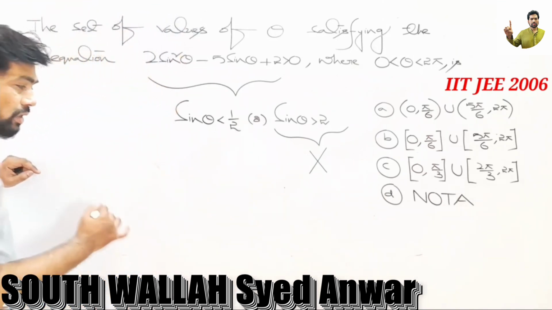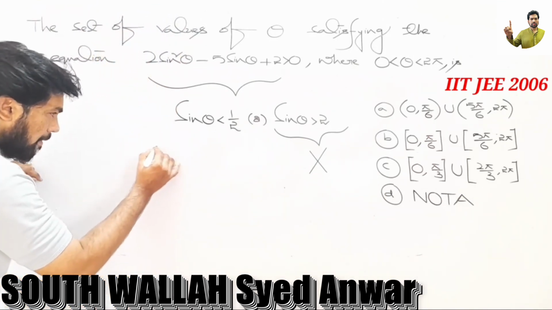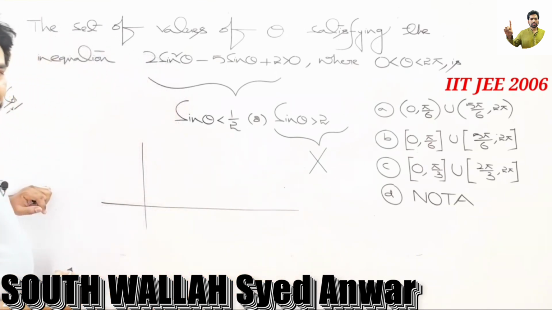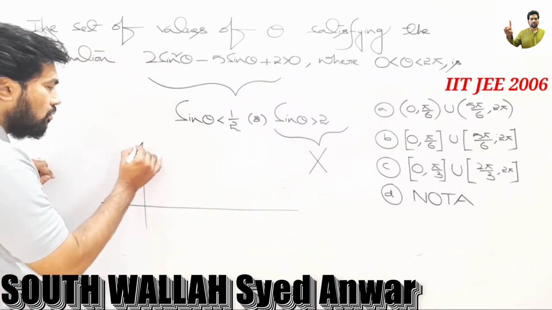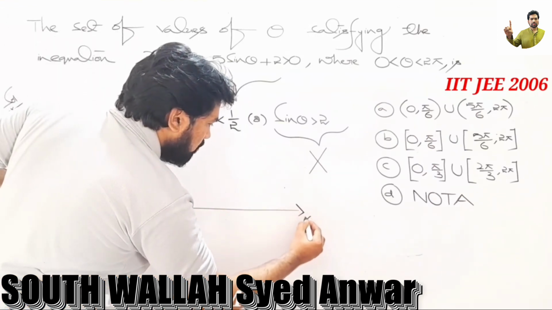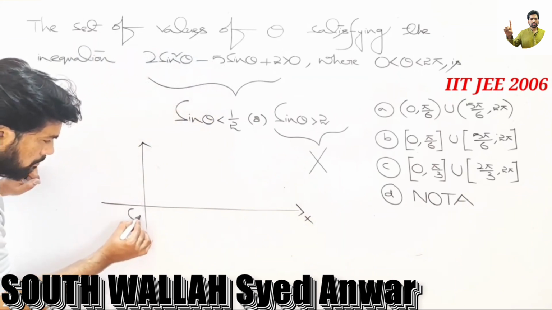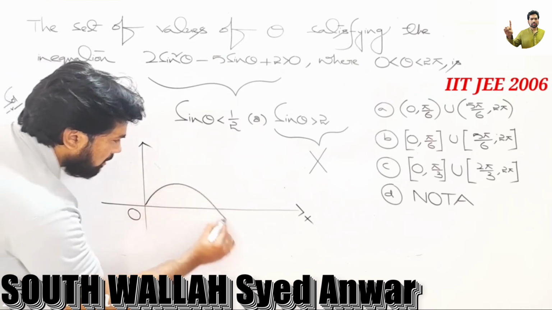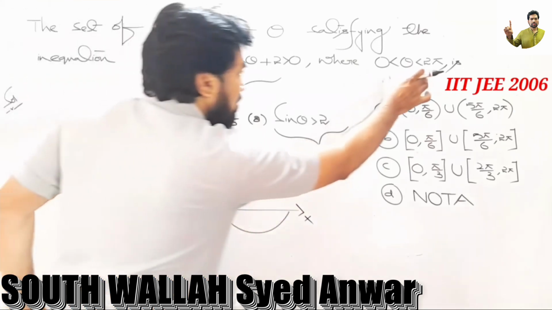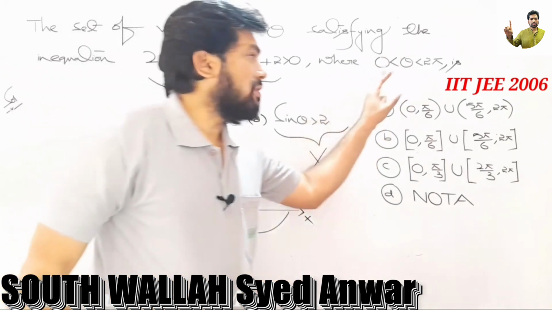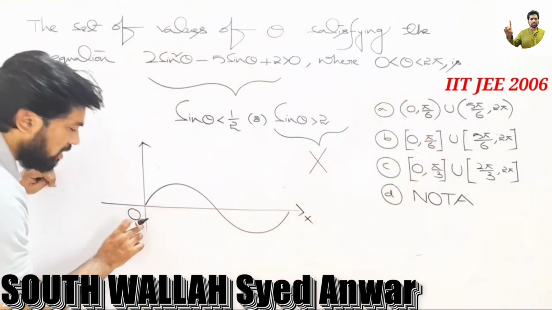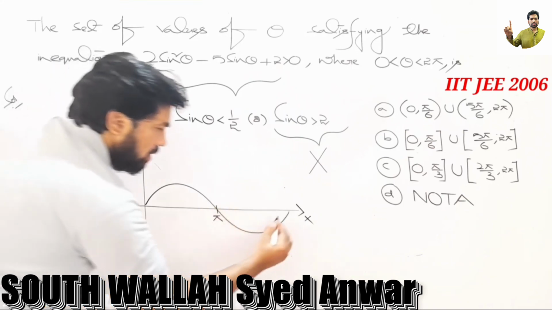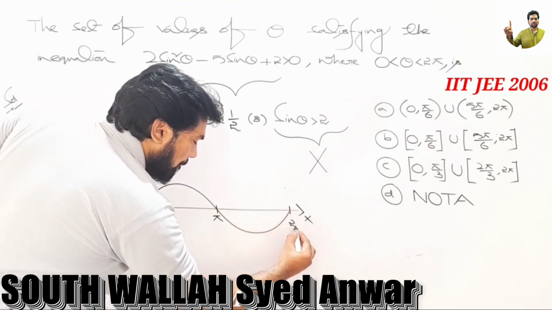Now let us go to draw the graph here. So consider coordinate axes OX and OY. First let us draw the graph for sin theta. What is the interval given here? Open interval 0, 2 pi. So here 0 I have taken, this point would be pi, and this point would be 2 pi.